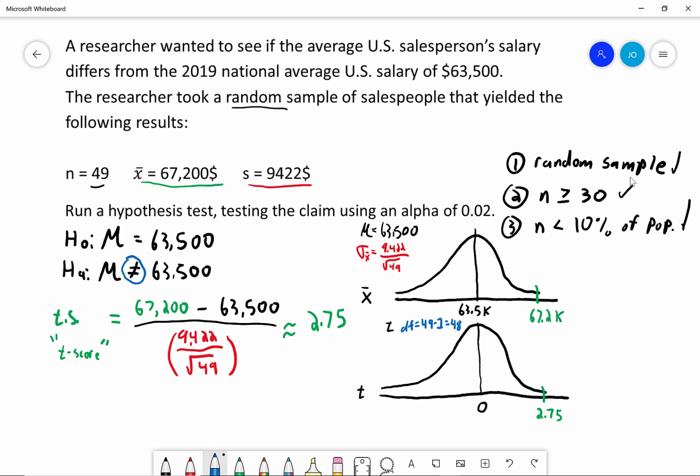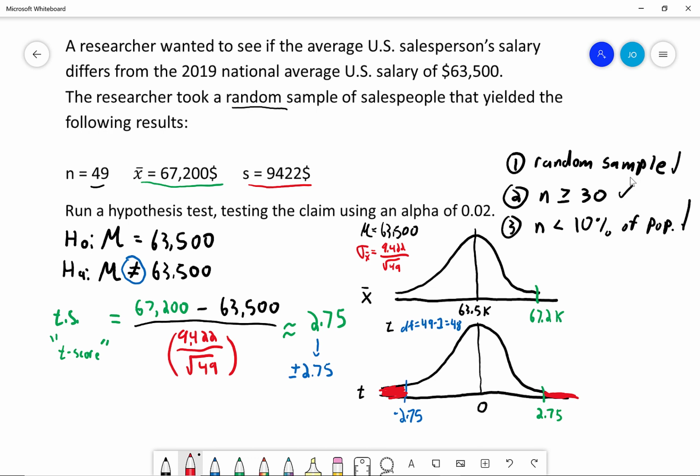So since our HA does not equal to, if you remember, what we do is we create a positive and negative test statistic. So our test statistic should be both positive and negative. So we'll create another test statistic, a negative 2.75, and we're going to try to find the collective outside area. This collective outside area will be our p-value.